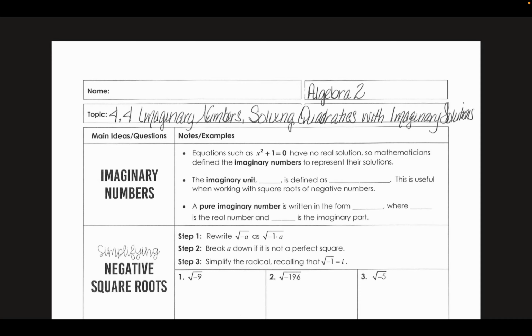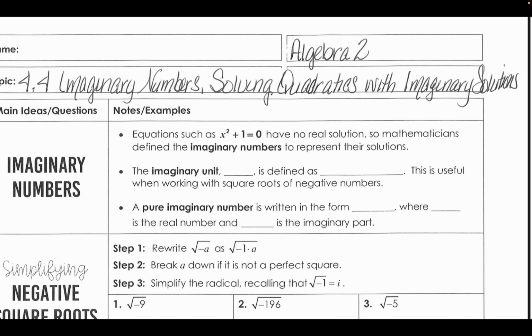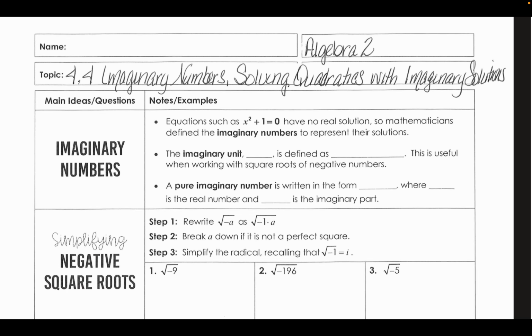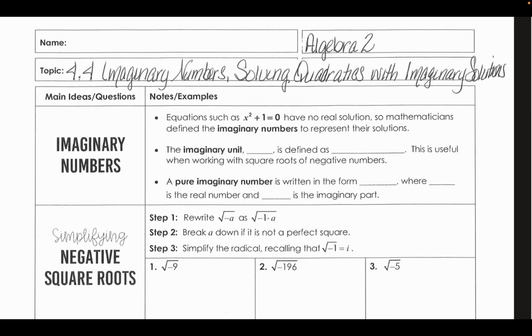But let's dive in now and work through it more, even though, once again, I just want to note that these numbers truly are real, even though they aren't part of the, quote, real number system. They are not fake numbers or anything like that, but they are technically called imaginary numbers. So equations such as x squared plus 1 equals 0 have what we call no real solution.